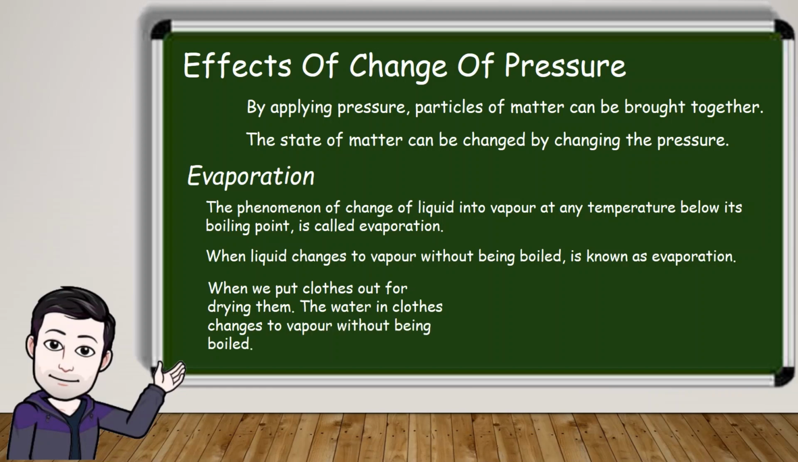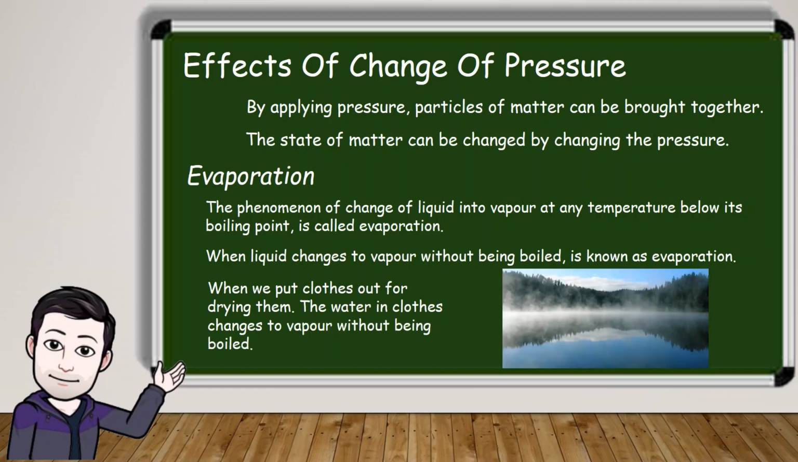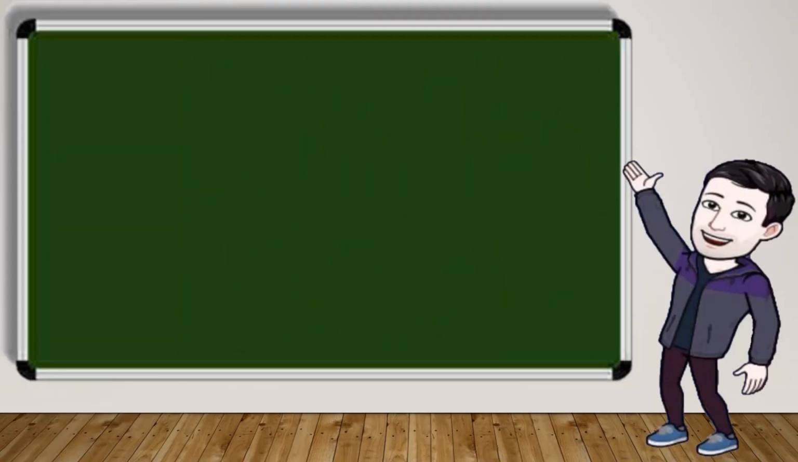Let us see the mechanism behind evaporation. It is a surface phenomenon. The particles of liquid at the surface, having some kinetic energy, are able to break away from the force of attraction between particles and get converted into vapor. This is how evaporation occurs. But there are some factors affecting evaporation.